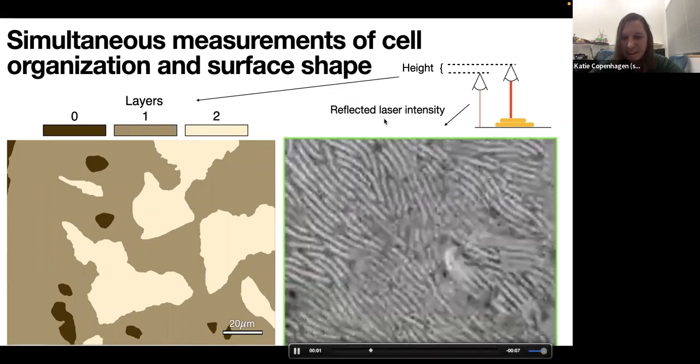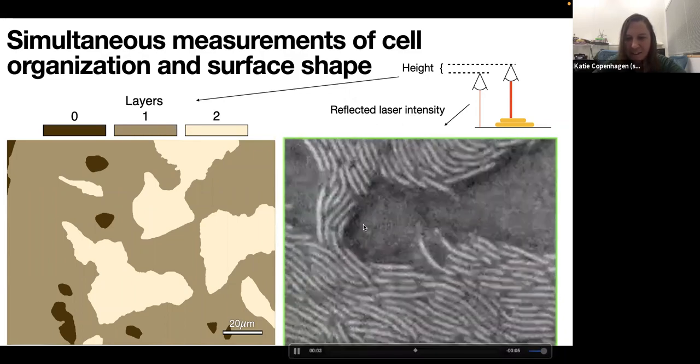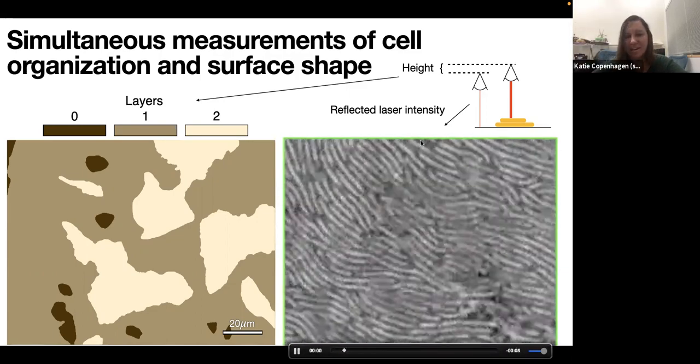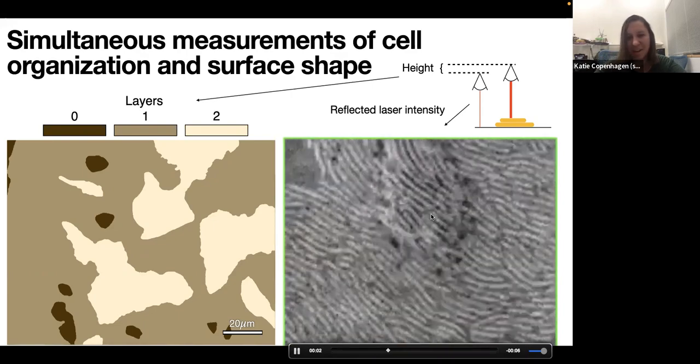And I'll play this video. You can see them moving past each other. So we can measure the heights and how these layers are forming, and also how the cells are organized during this process.